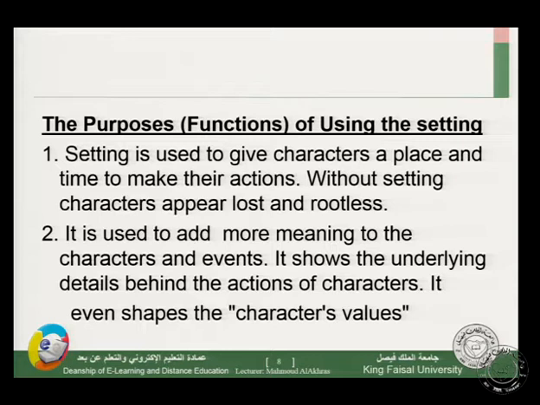The second function, setting is used to add more meaning to the characters and events. It shows the underlying details behind the actions of characters. It even shapes the characters' values. So the first one, it is very important to give characters place and background, and the second one, it adds more meaning to the novel and other elements.